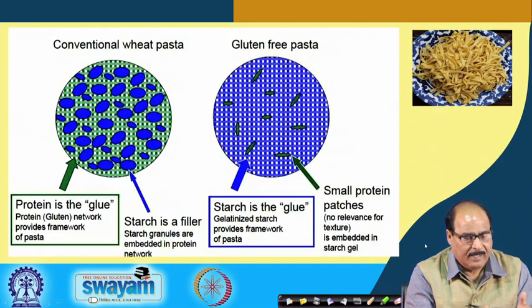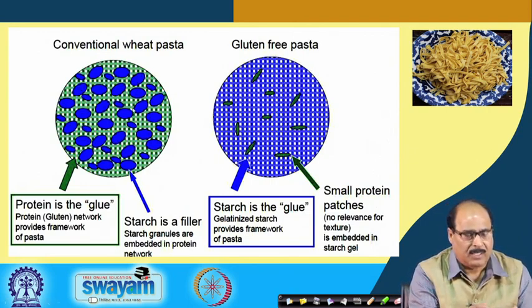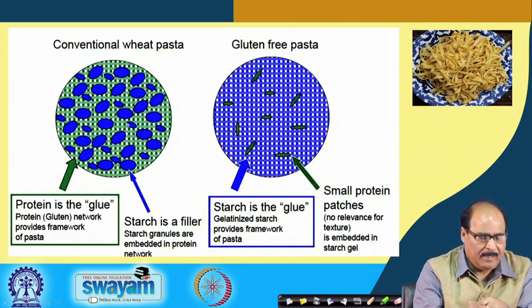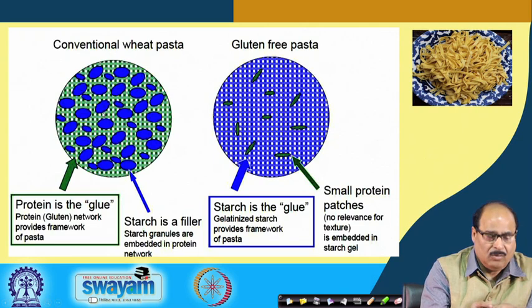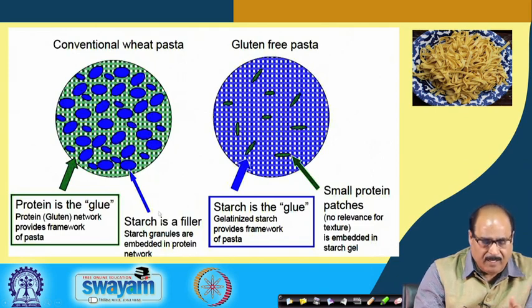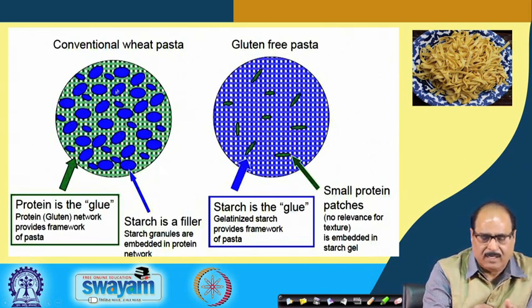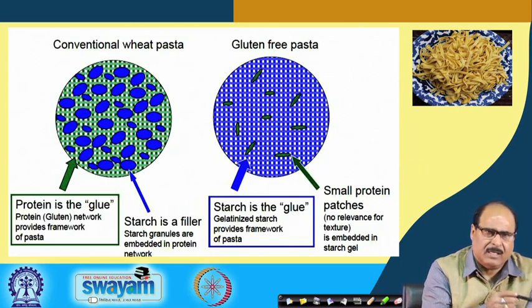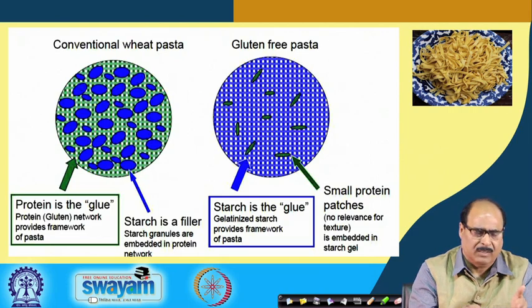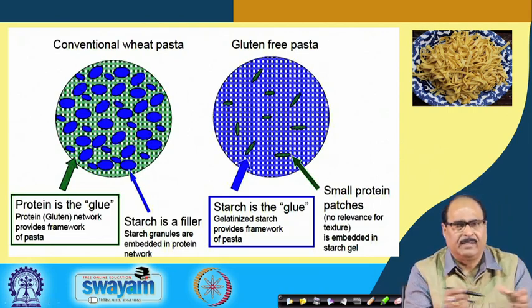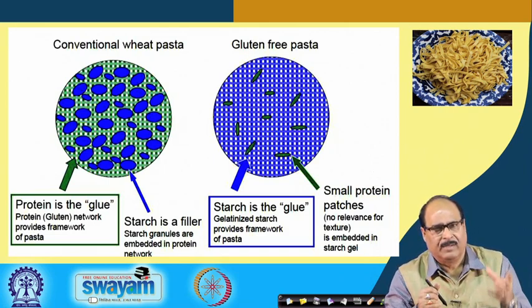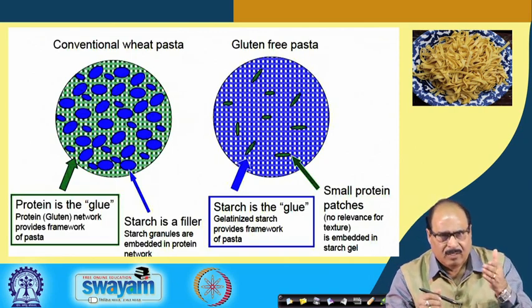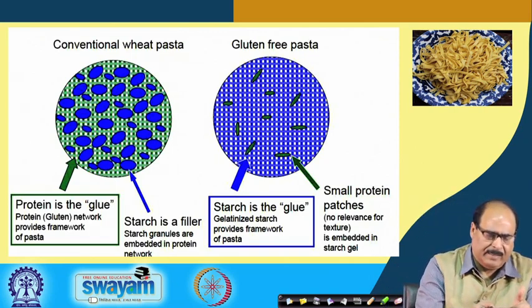You can see here two pictures: conventional wheat pasta and gluten free pasta. In the conventional wheat pasta, wheat gluten is the glue. It provides the characteristic elasticity, and the protein glue network provides the framework of pasta, and the starch is a filler, embedded in the gluten or protein network. It is similar to wheat bread also, where the gluten protein network is there, gliadin, glutenin, etc., and starch and other components, even added yeast and salt, get embedded in it.